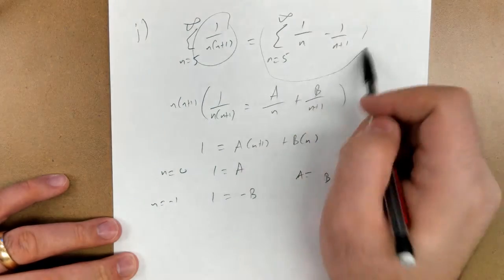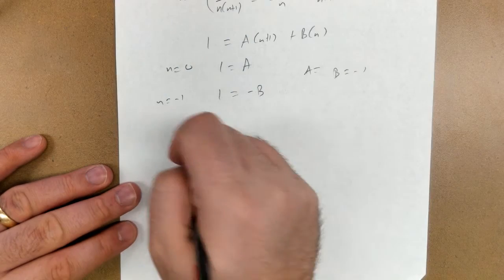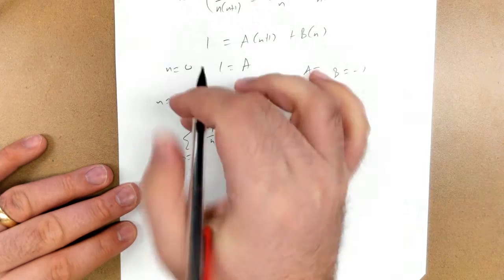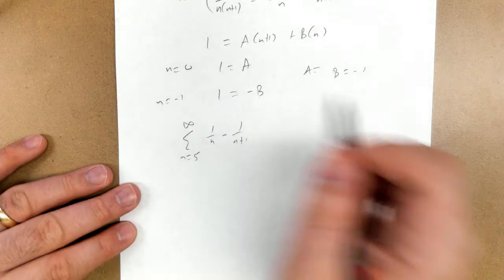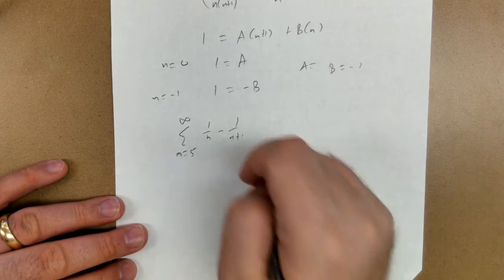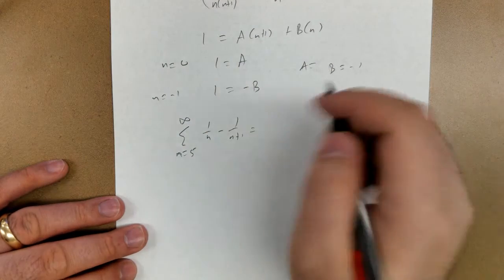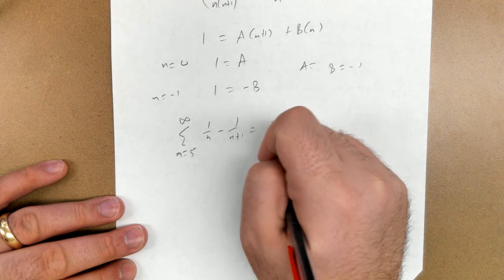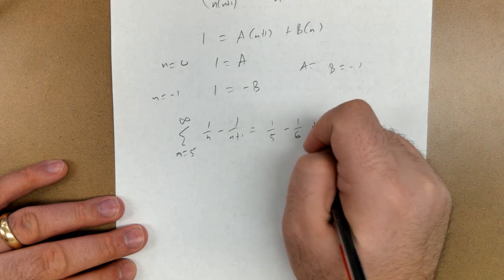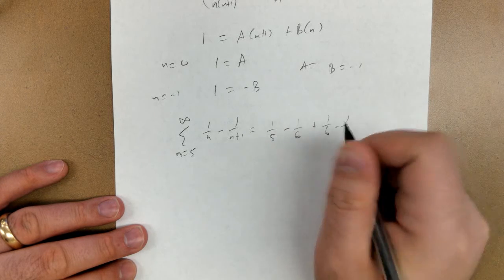And now you're going to see that this telescopes when I write it out. So let's take this thing, we write it again down here, now that I've separated it. So partial fractions is the most common trick to set up telescoping, especially if it looks like a rational function, a ratio of polynomials. So let's start at n equals 5, and then plus 1 over 6 minus 1 over 7.